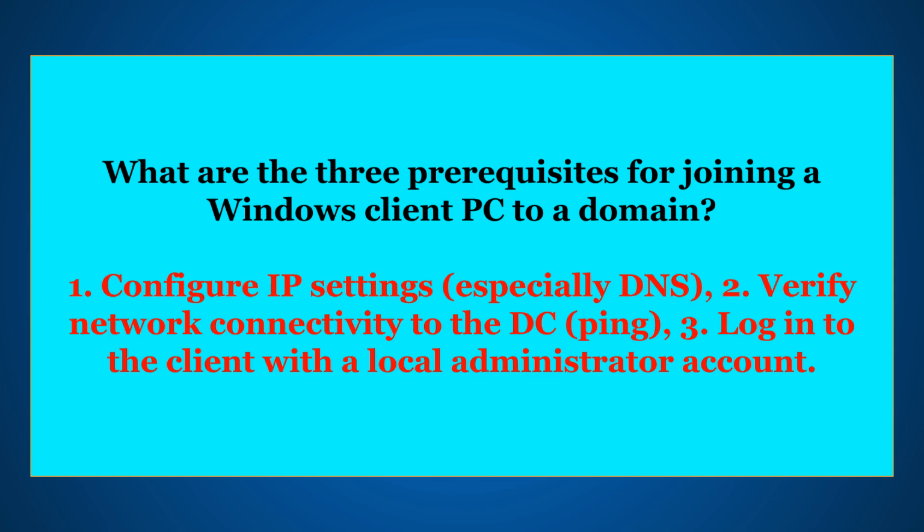What are the 3 prerequisites for joining a Windows client PC to a domain? 1. Configure IP settings, especially DNS. 2. Verify network connectivity to the DC, ping. 3. Log into the client with a local administrator account.